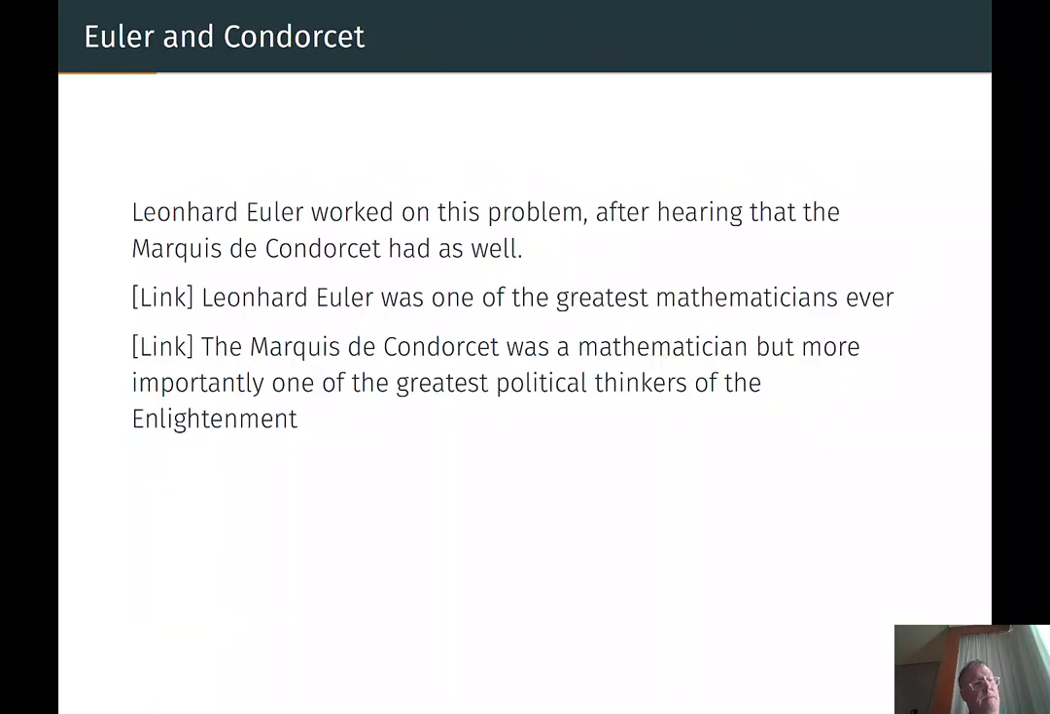and now that you're back, I'll tell you that Leonhard Euler worked on this problem after hearing that the Marquis de Condorcet had as well. And Leonhard Euler, you should certainly know, was one of the greatest mathematicians ever. The Marquis de Condorcet is justifiably famous as a mathematician, but much more importantly, as one of the greatest political thinkers of the Enlightenment. And his Wikipedia page is really well worth reading. So, some interesting people worked on this apparently simple little problem.